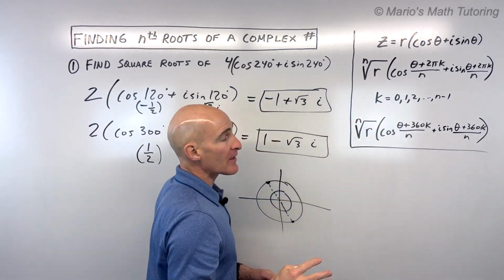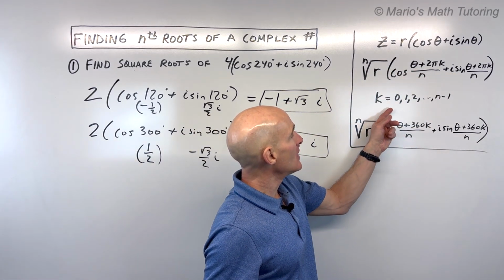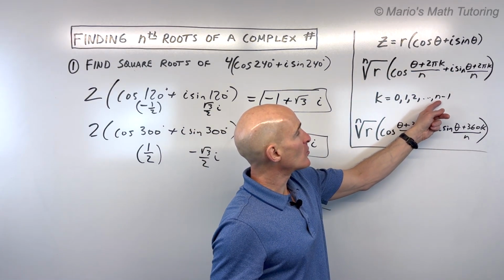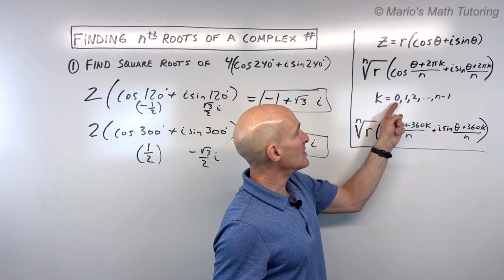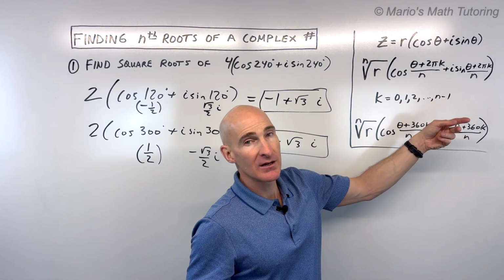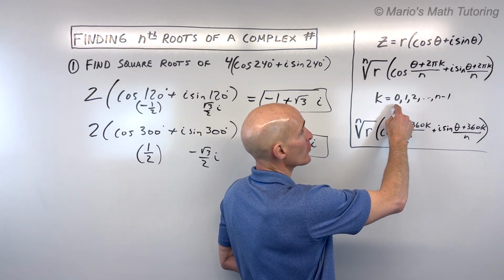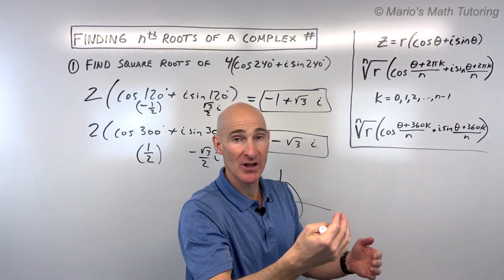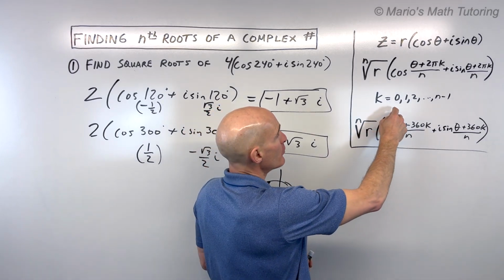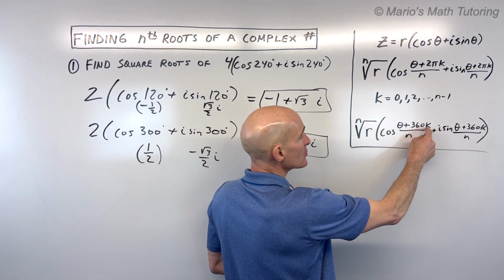See, in this formula, I think sometimes students get a little bit confused because you can obviously see there's a lot going on here. But if you're taking the square root, the k value is going to go 0 and 1. It always goes to 1 less than the root that you're dealing with. If it was a cube root, it would be 0, 1, 2. If it was a fourth root, 0, 1, 2, 3. It's always 1 less. When you put in 0 for that first root, 360 times 0 is 0.